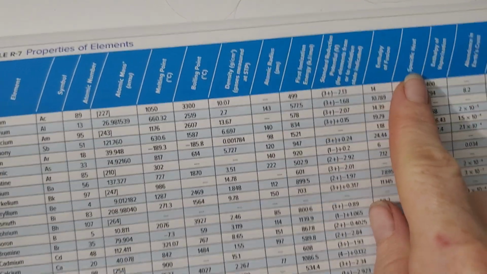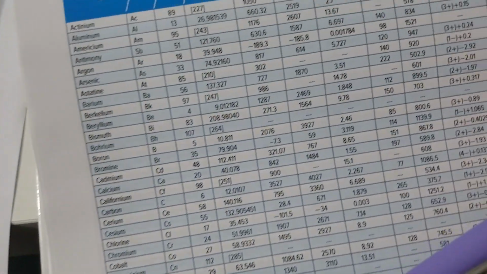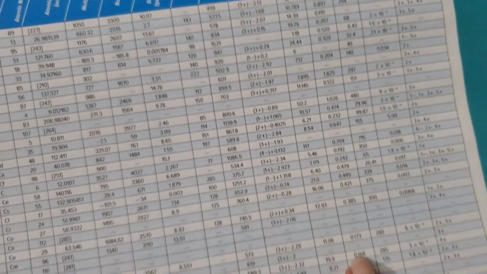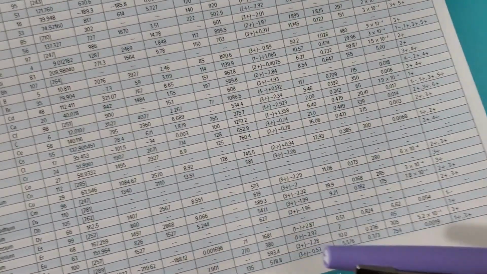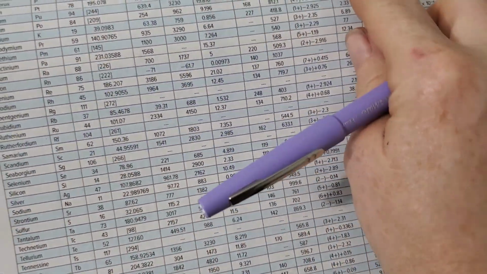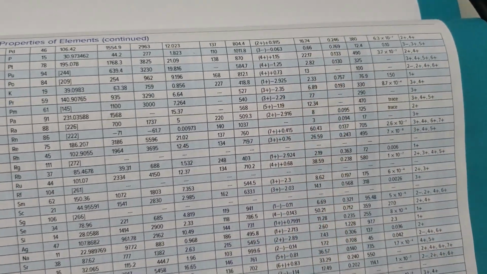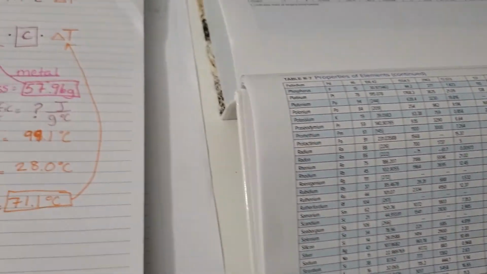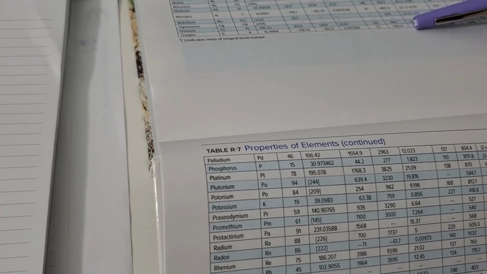Once you've done that, go to your textbook. This starts on page 981. And then just look down your lists of specific heats. It goes on for a couple pages. So it looks like 3 pages of specific heats. Keep in mind I said it was a metal. So if you get something like helium, that's definitely not right.